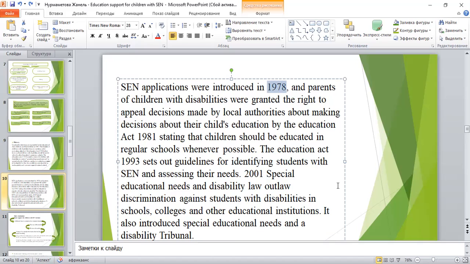The Education Act 1993 sets out guidelines for identifying students with special educational needs and assessing their needs. In 2001, the Special Educational Needs and Disability Act outlawed discrimination against students with disabilities in schools, colleges, and other educational institutions. It also introduced the Special Educational Needs and Disability Tribunal.